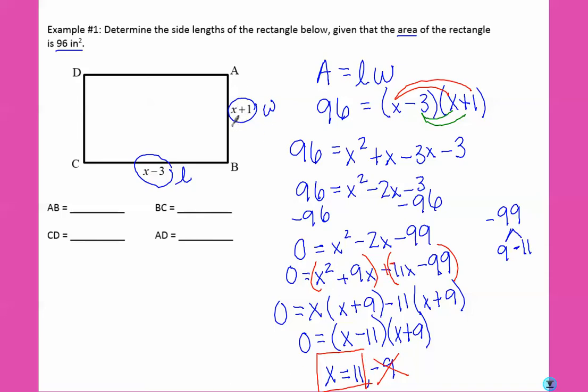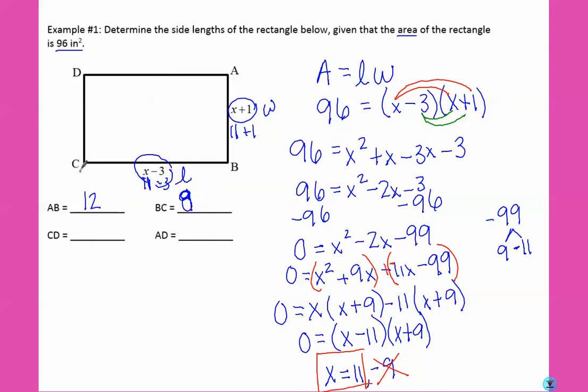So if I plug in 11 for the x here, plus 1, that tells me that AB has a length of 12. For BC, if I plug in 12 here, 12 minus 3, that gives me a length of 9. My bad, I plugged in the wrong number. Our x was 11. That's what we're plugging in. Plug in 11 here. 11 minus 3 gives us 8 for BC.